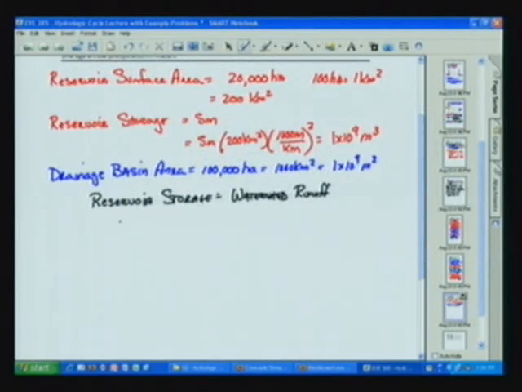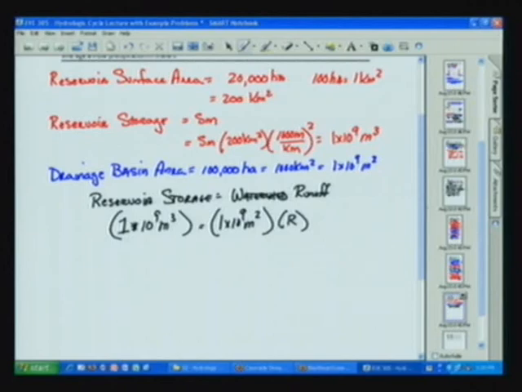So we have 1 times 10 to the 9 cubic meters of potential storage, and we have 1 times 10 to the 9 meters squared of watershed area multiplied by the runoff from that. So the runoff is a single meter from that watershed.